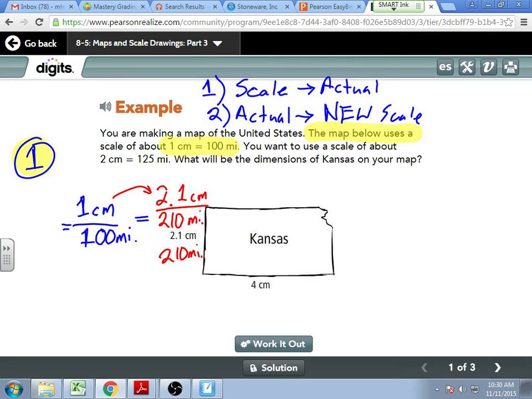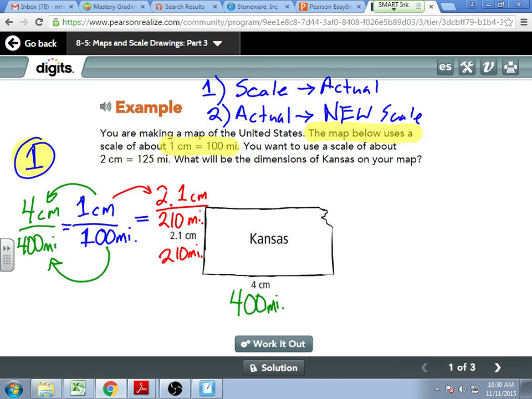I do the same thing with the width, and now I'm just going to go the other direction. How do I go from 1 to 4? Well, that's easy. Multiply by 4. We do the same thing. We get 400 miles. So step 1 is now complete. I have found the actual dimensions of Kansas, approximately. I don't want to get a call from Kansas and say, we're not that size.